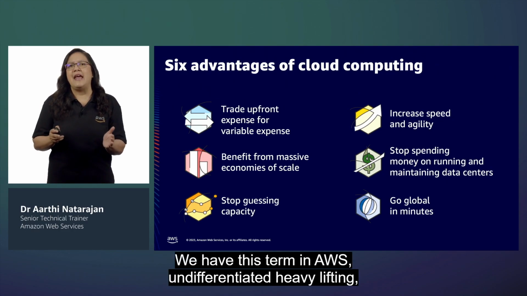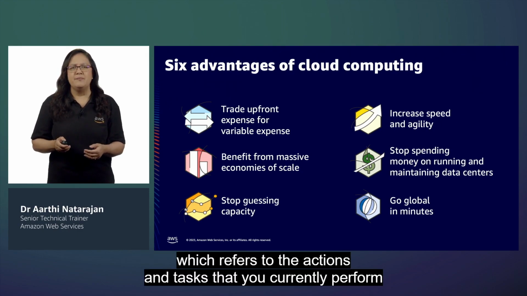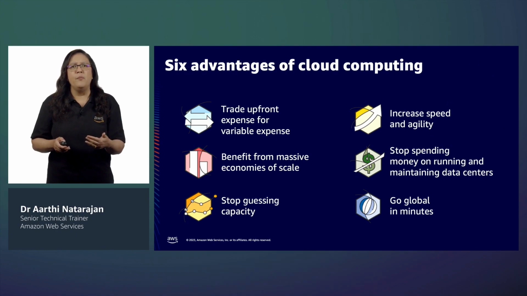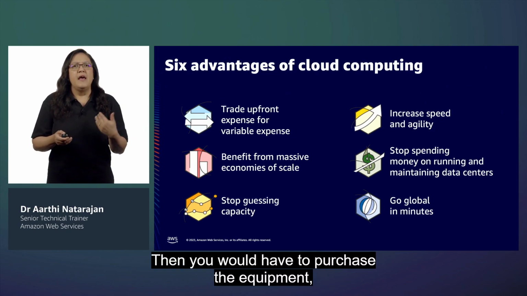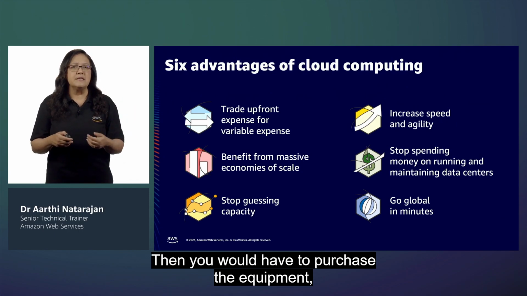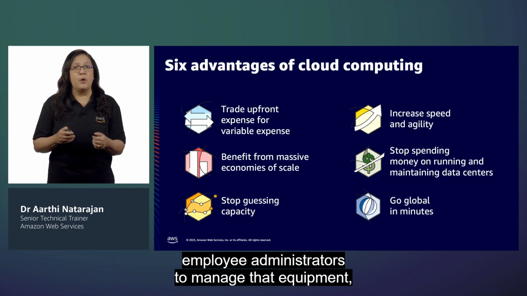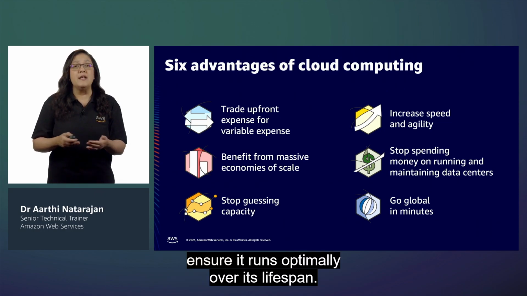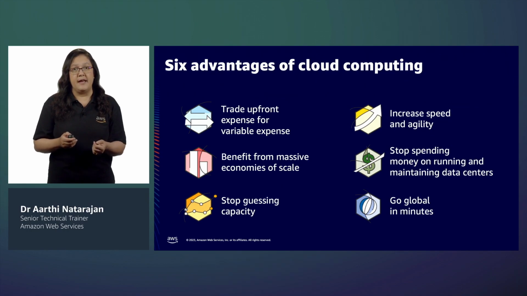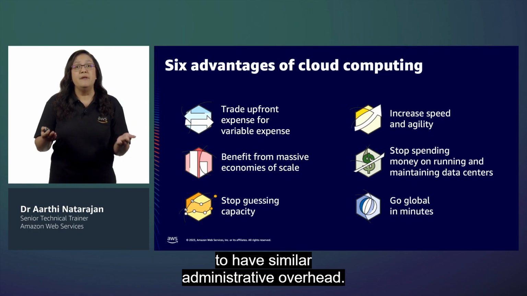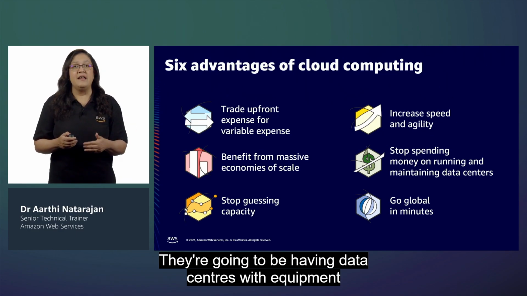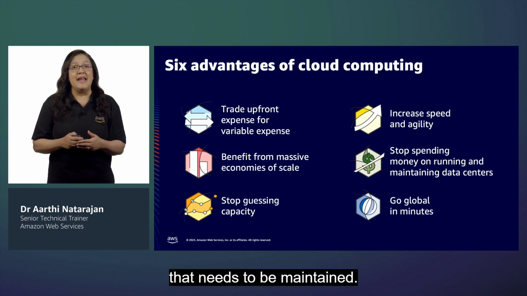We have this term in AWS, undifferentiated heavy lifting, which refers to the actions and tasks that you currently perform that don't add direct value to your business. For example, imagine your business owns a data center. Then you would have to purchase the equipment, employ administrators to manage that equipment, and ensure it runs optimally over its lifespan. Now think about this. Your competitors are likely to have similar administrative overhead. They're going to be having data centers with equipment that needs to be maintained.